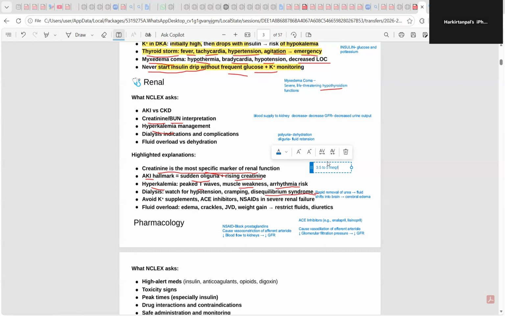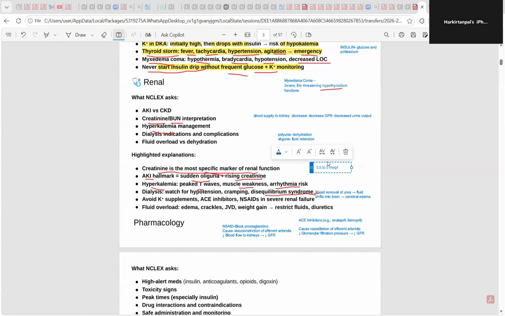Up to 6 it can be manageable. If it is greater than 6, there is a risk for arrhythmia, so immediate management is needed. What is the immediate management for hyperkalemia? Calcium gluconate is the first line management.